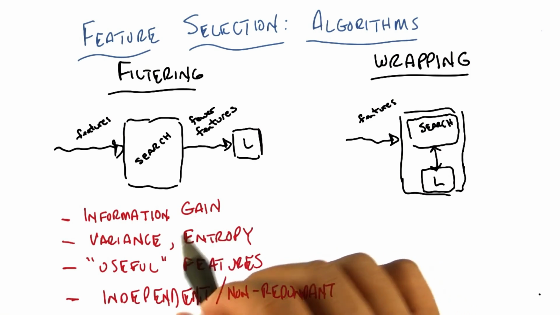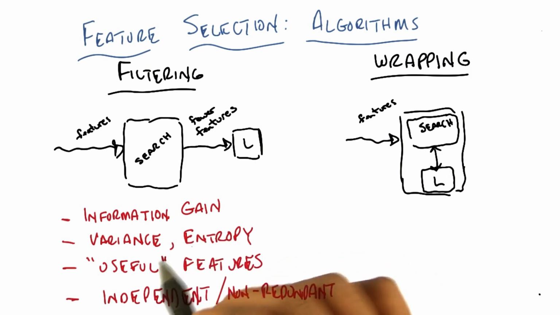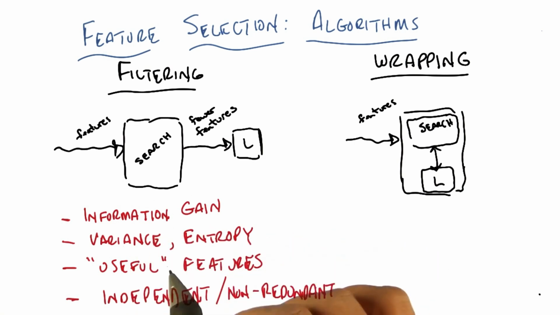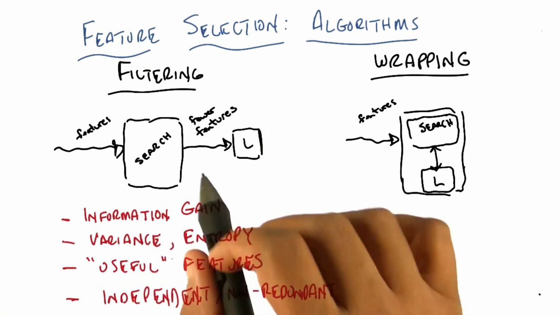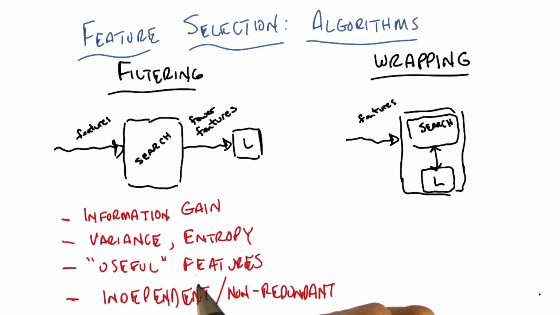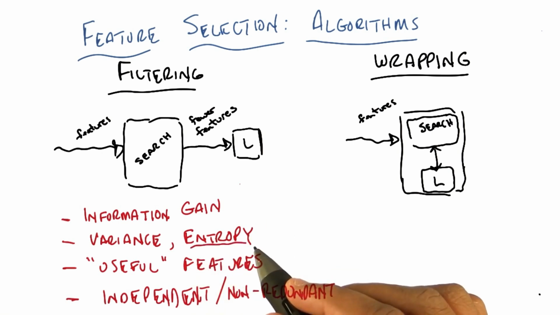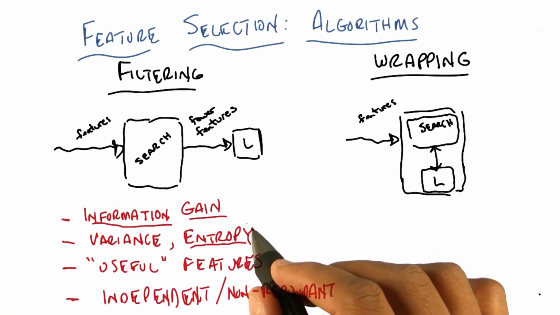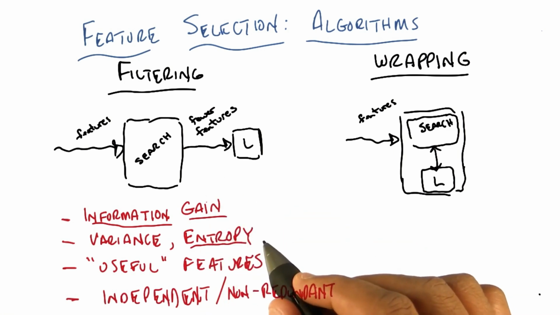You could think of all kinds of statistical tests for relevance. Basically, these are all different ways of doing the same thing, which is figuring out which features you need in order to do learning by some generic criterion. I do want to point out that something like entropy doesn't even depend on the labels, whereas something like information gain, which is a kind of conditional entropy, does depend upon knowing the labels.